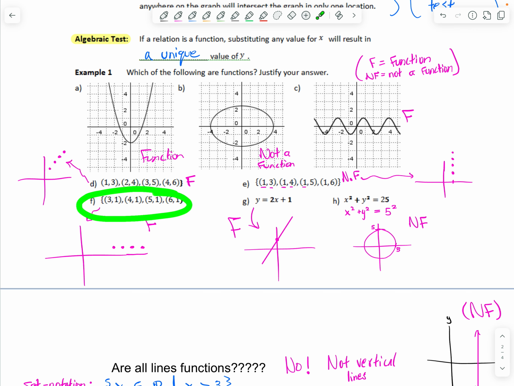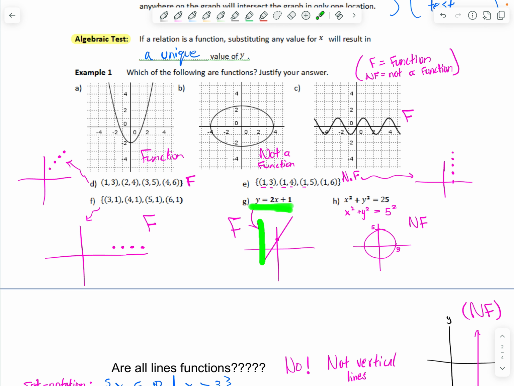Here, on the other hand, is a little bit different. This is the same y value, but I have different x values. So 3, 1, 4, 1, 5, 1, 6, 1. I can go through the vertical line test here, and at this point, it would only cut it once. At this line, it would only cut it once, and so on. So it's a function. That's okay.